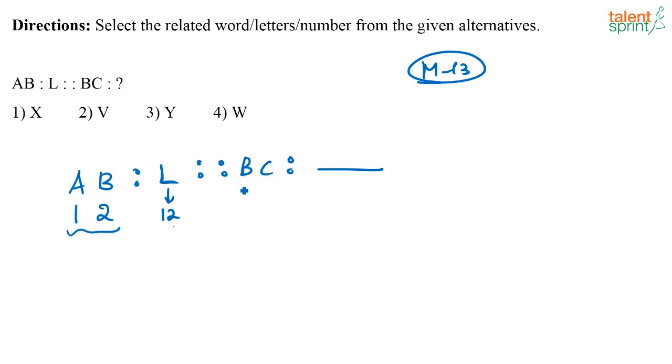Similarly, if you have BC, the position of B is 2 and the position of C is 3. So here I should write the letter whose position is 23. Which letter has position 23? That is W. The correct answer is option 4, W. Everybody has got the answer correctly, good.